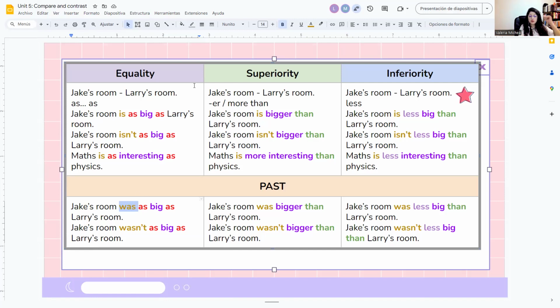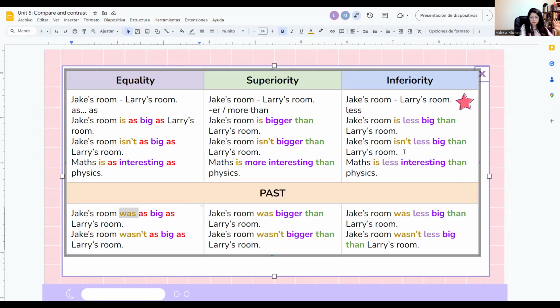Does anybody have any question or any comments about this type of comparative sentences? Yeah, so let's move on.